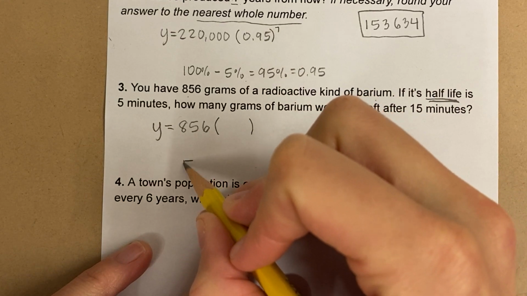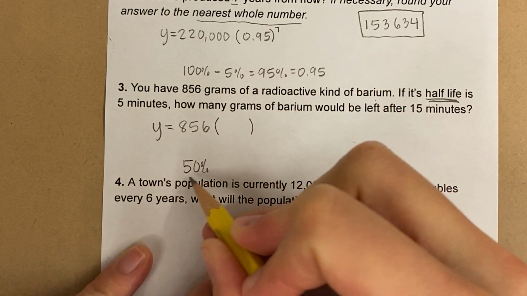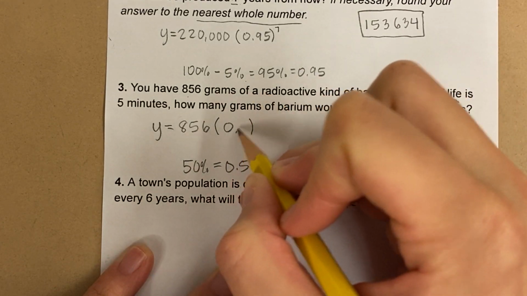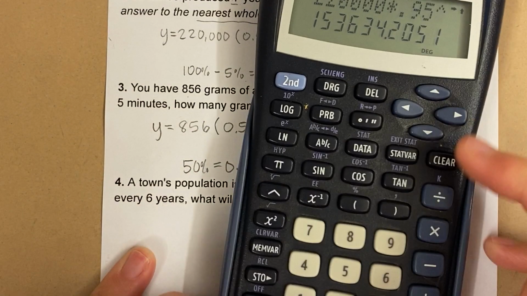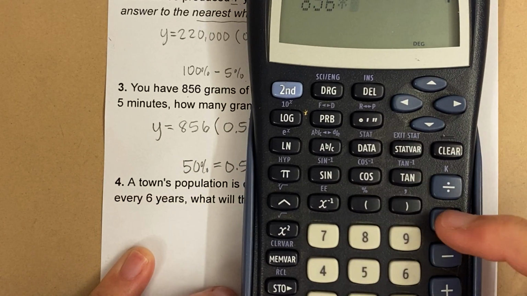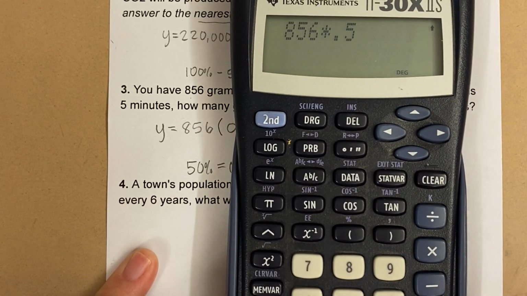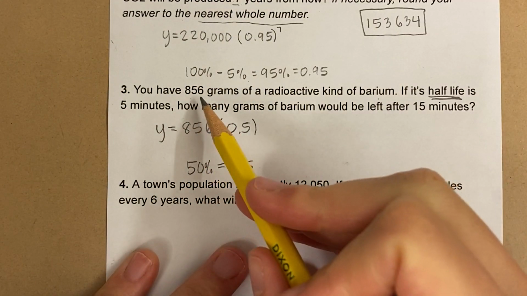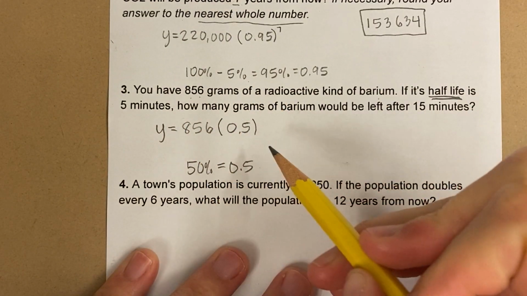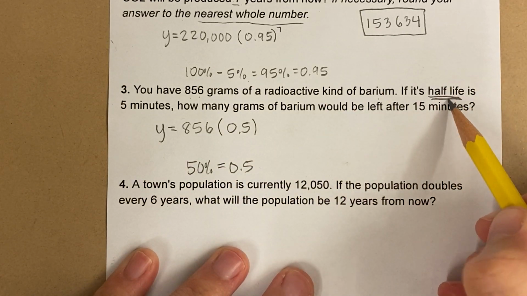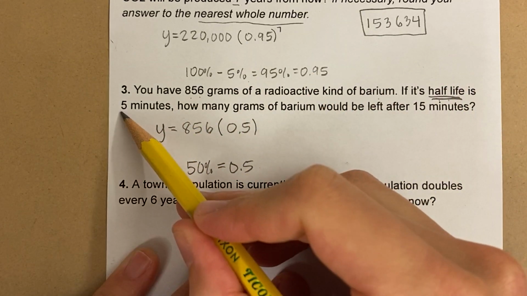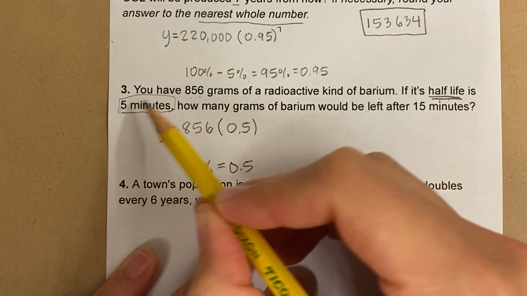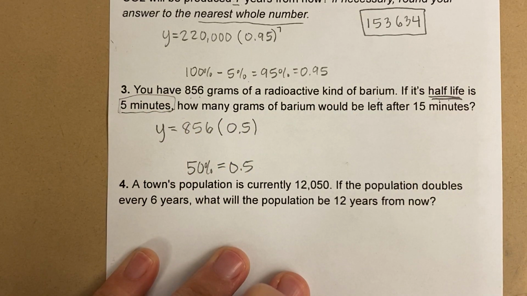A decay factor. You could think of it like this, like it's cutting in half, that's 50%, and that's 0.5, right? But what I actually want you to realize is that multiplying by 0.5 cuts something in half. Like if I take 856 and I multiply it by 0.5, that cuts that number in half. So basically what's happening is this is being divided in half every half-life. Now, how many times is it going to be divided in half? Well, a half-life is 5 minutes. That means this particular substance, every 5 minutes, divides itself in half, okay?